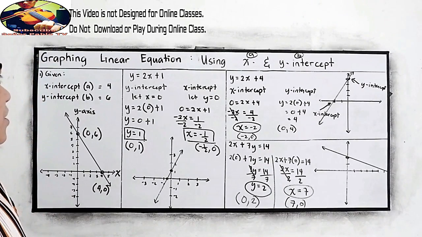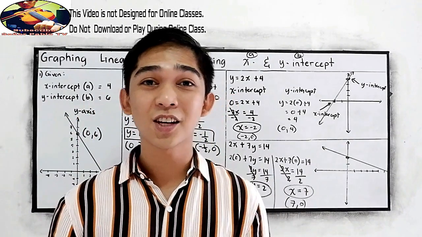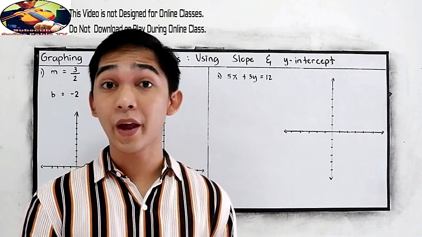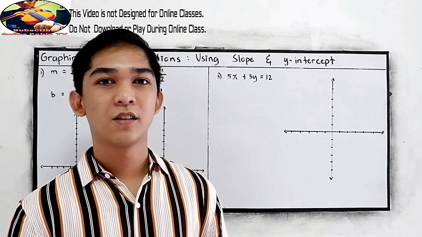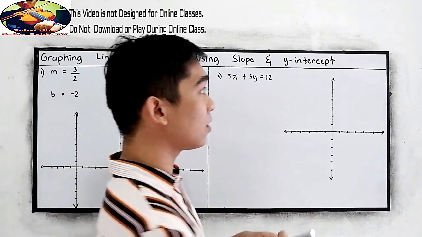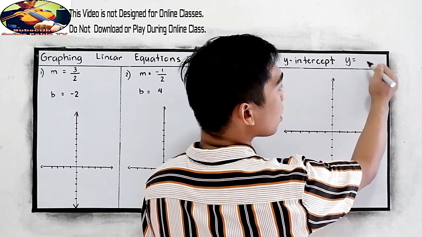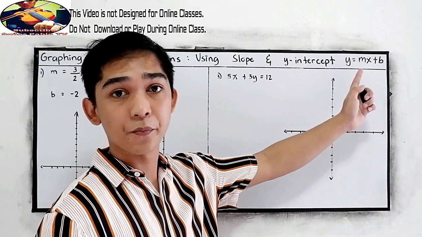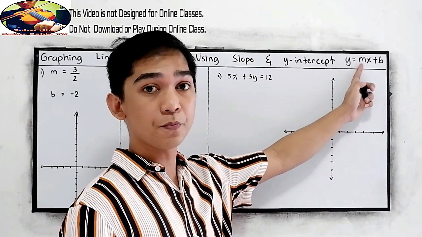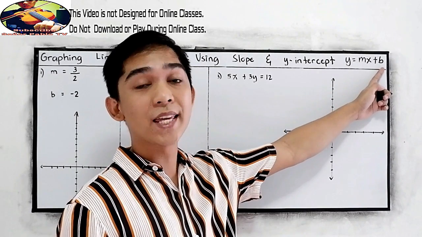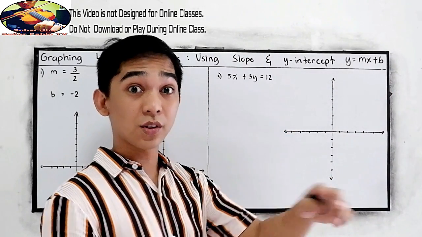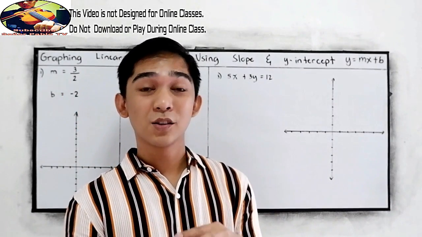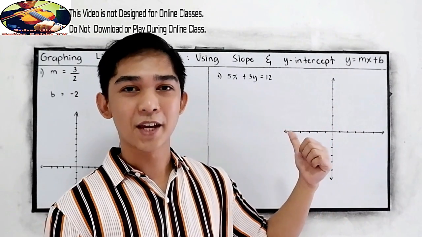So, we're done in graphing linear equations using the x and y-intercept. Next, the graphing of linear equations using the slope and the y-intercept. So in our previous lesson, we have y is equal to mx plus b, the slope-intercept form, wherein m is our slope and b is the y-intercept. We also discussed the rise over run. So we will be needing those methods in our lesson today.